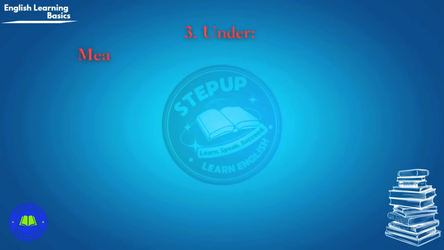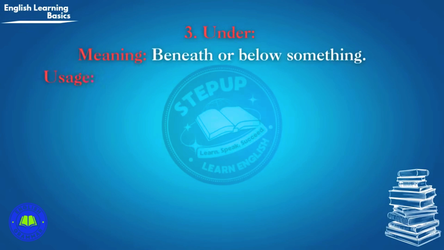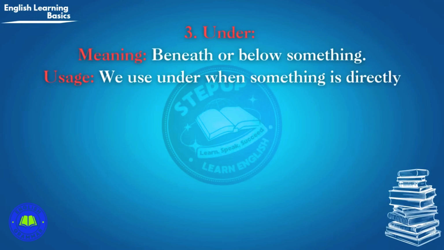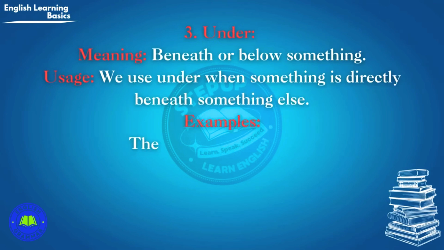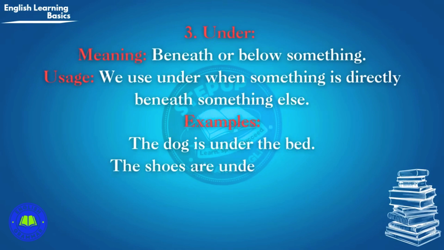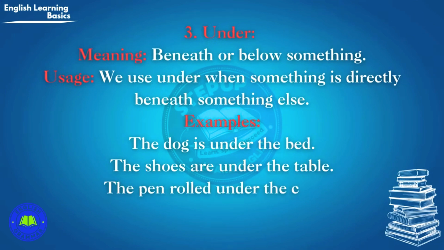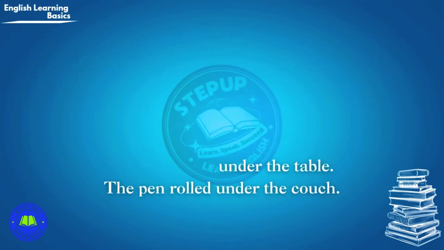3. Under. Meaning: beneath or below something. Usage: we use under when something is directly beneath something else. Examples: the dog is under the bed. The shoes are under the table. The pen rolled under the couch.